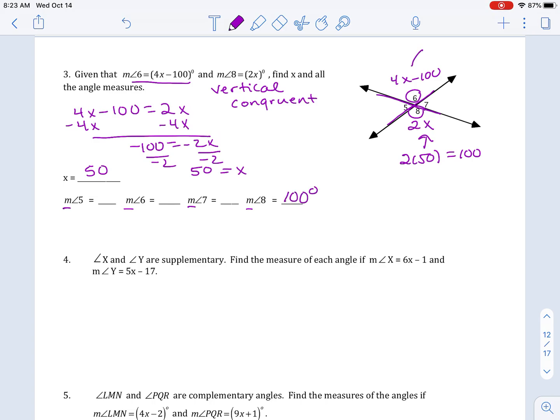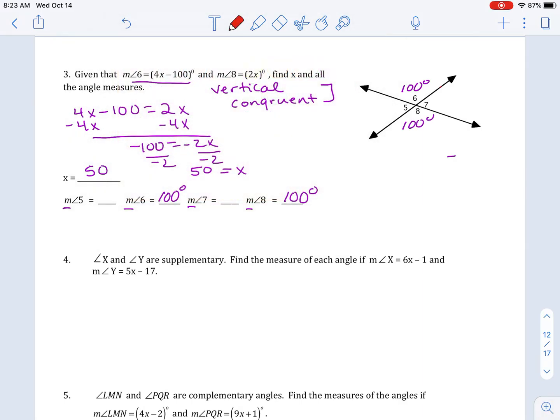Now to find angle 6, you can go ahead and plug in the 50 for x here. But we just said that 6 and 8 are vertical and they're congruent. So if 8 is 100, 6 also has to be 100 degrees. So we can do it that way. Now to find the missing angles 5 and 7, what you want to do is use the angle measurements that we came up with. So we just said that 6 and 8 were each 100 degrees. So let me relabel that.